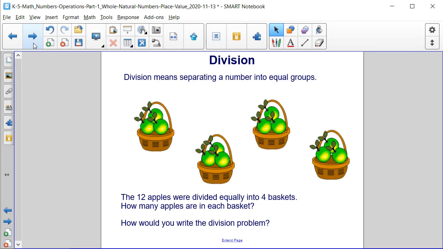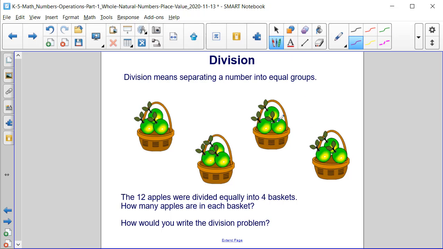Division. Division means separating a number into equal groups. So the 12 apples that are showing in the diagram were divided equally into 4 baskets. How many apples are in each basket?